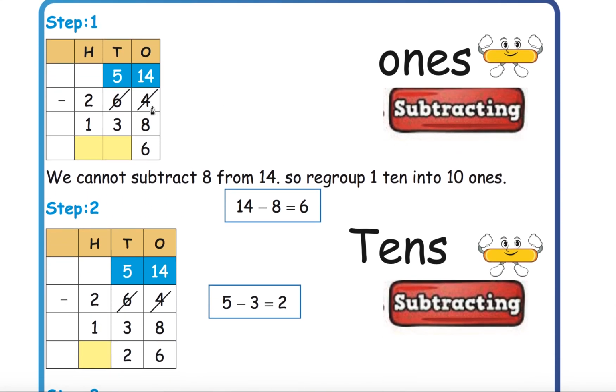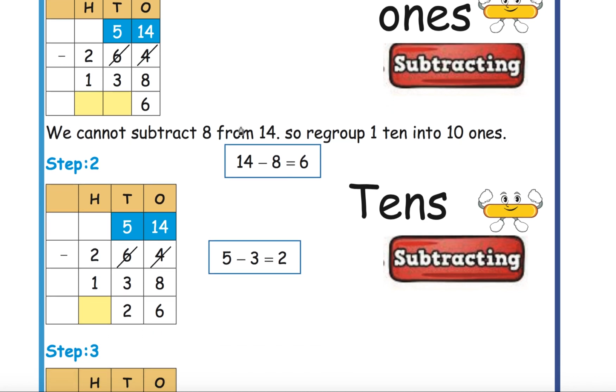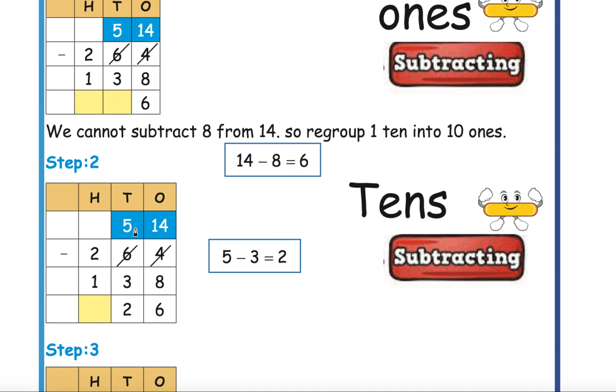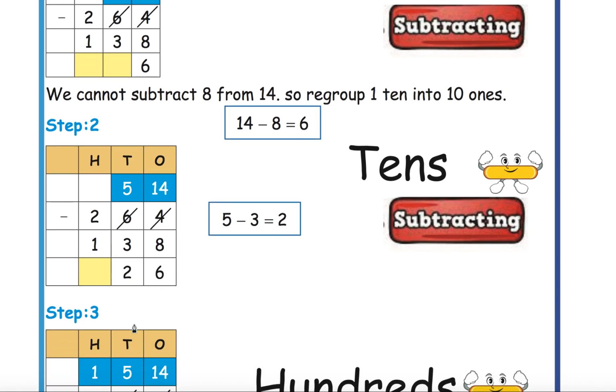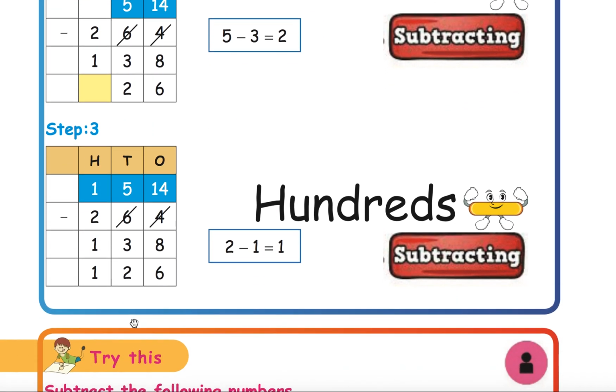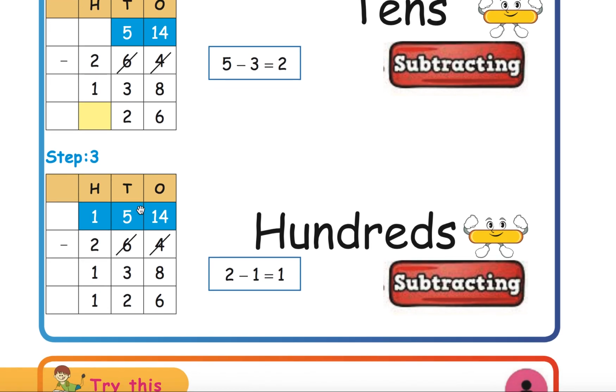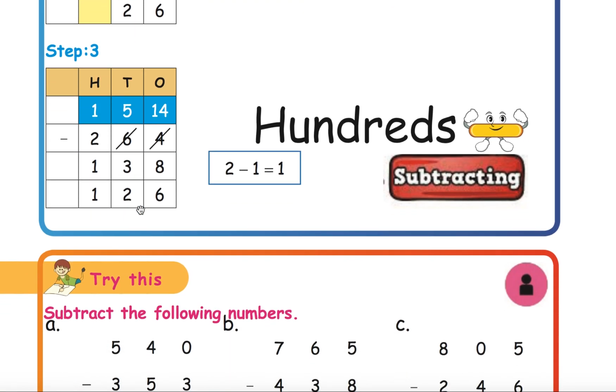Whatever I told you is given in picture format. This is step 1. You have to take 1 from here. 6 becomes 5. 14 minus 8, 6. Now 5 minus 3, 2. Like that. 2 minus 1, 1. 126.